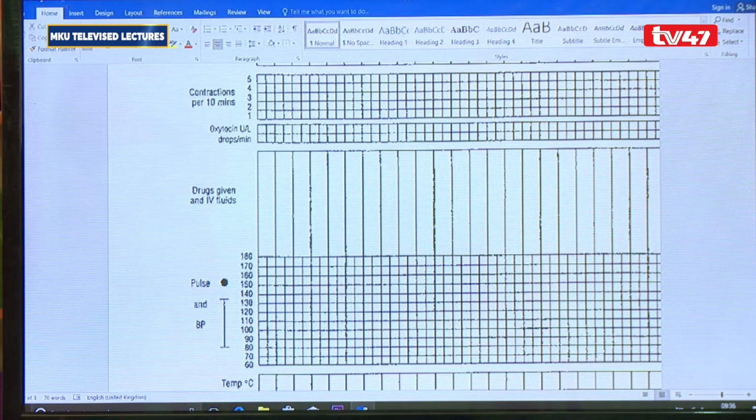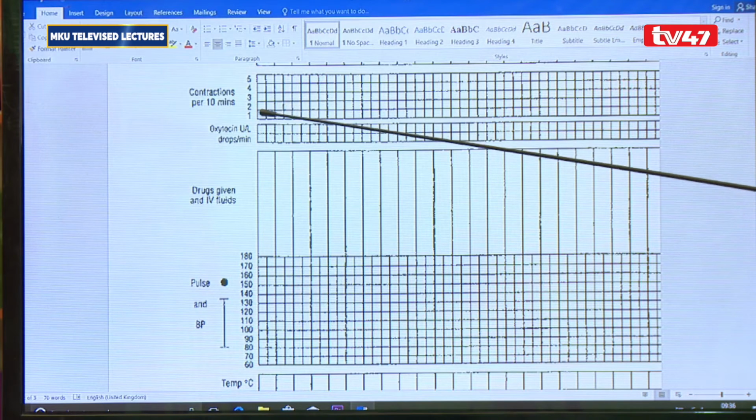On the other hand, if the mother is in advanced labor, in the stages of active labor, and the contractions all of a sudden cease to be severe or moderate, they go to mild. Again, this calls for augmentation of labor using the drugs that we said and using artificial rupture of membranes.